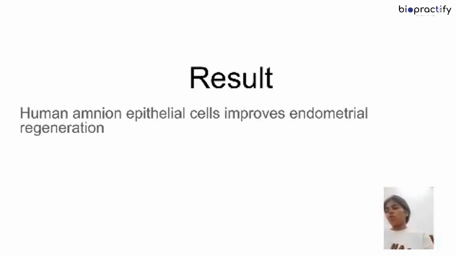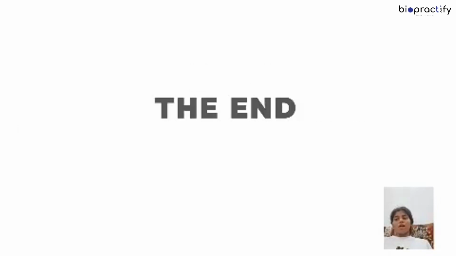So I would conclude my whole experiment. Human amnion epithelial cells improve endometrial regeneration. From the starting point, I am telling you that human amnion epithelial cells can aid Asherman syndrome, or we can say IUA, intrauterine adhesion disease. Okay, so thank you very much.